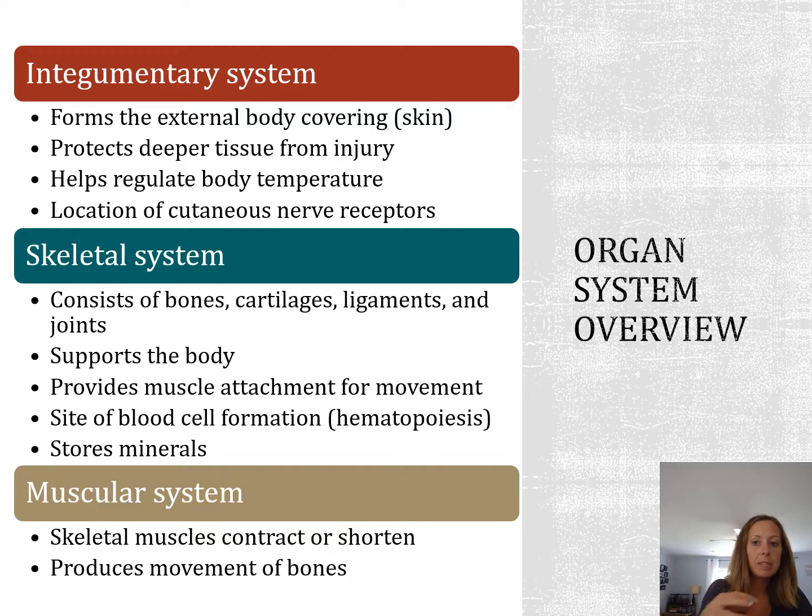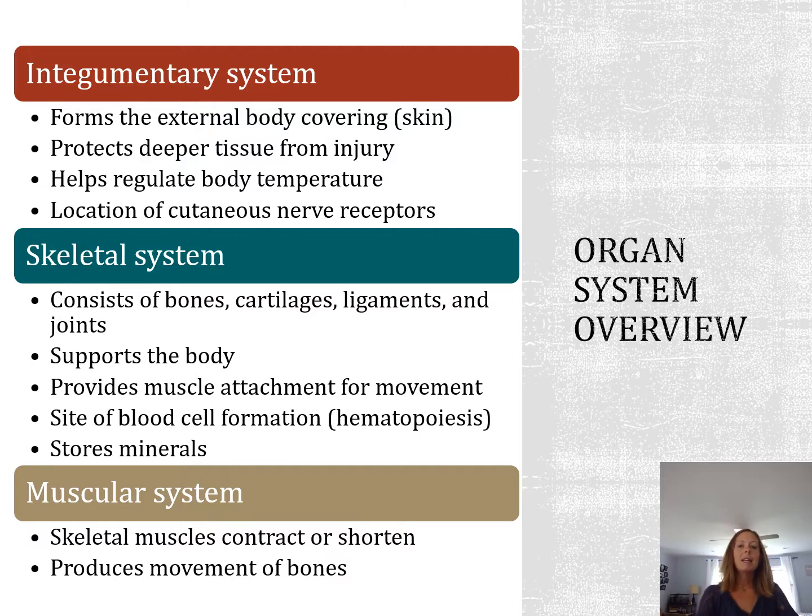Women get osteoporosis because we deplete our calcium, right, when we're pregnant lots of times. When we're breastfeeding. When we deplete our calcium, it comes from our bones, from our skeletal system. That's where calcium is stored. Okay, so support, muscle attachment, hematopoiesis, storage of minerals, protection. Those are going to be our skeletal system.